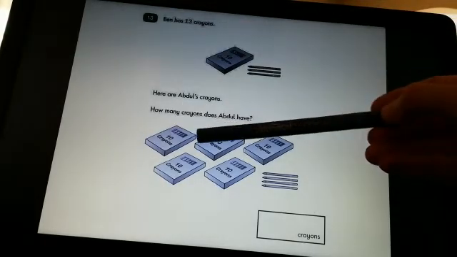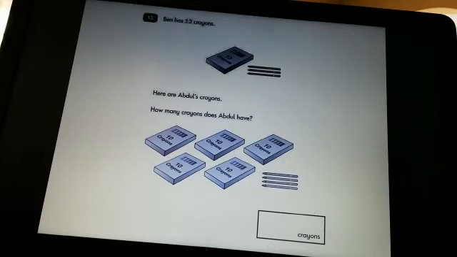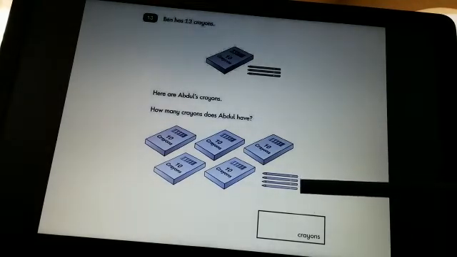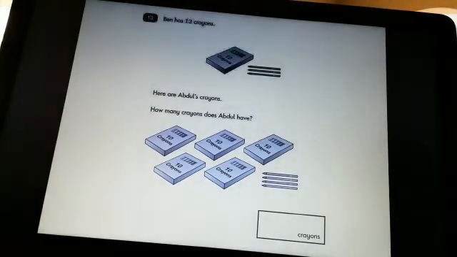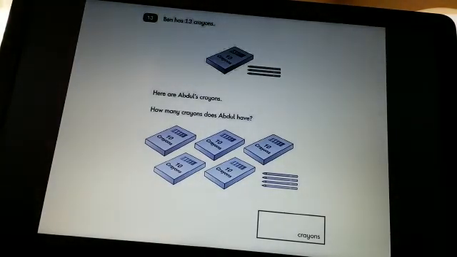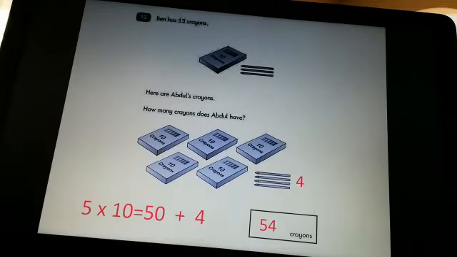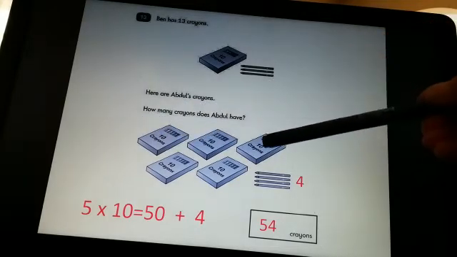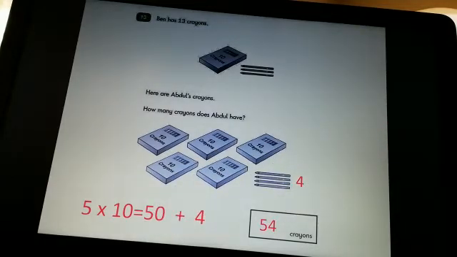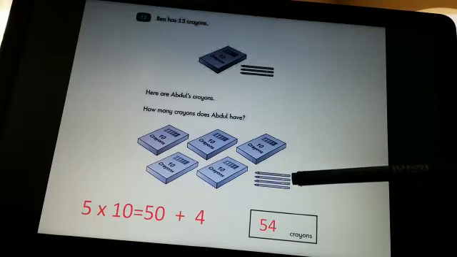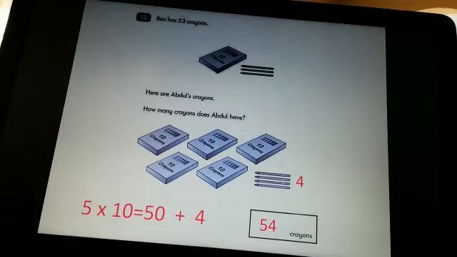So he's got 1, 2, 3, 4, 5 packs of 10. And then he's got 1, 2, 3, 4 on their own. So how many crayons does Abdul have? Let's take a look. So Abdul had 5 lots of 10 crayons, which is 50. And then he had 4 single crayons. So 50 add 4 is 54 crayons.